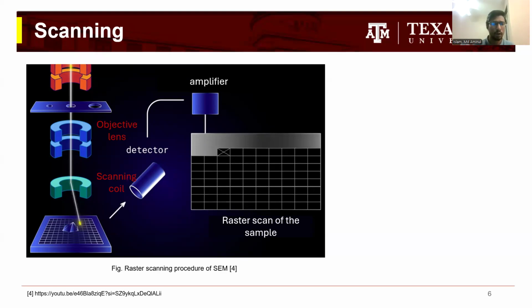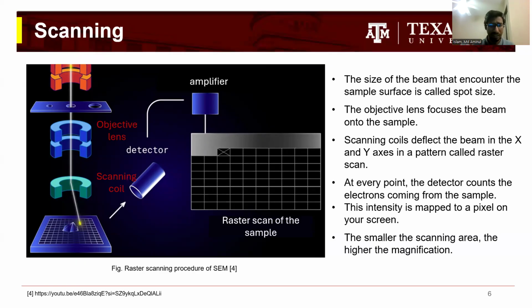The work of the scanning coil is to produce a raster pattern on the sample. The scanning coil deflects the beam in the X and Y axes following the raster pattern. At every point, the detector counts the electrons coming from the sample, and the intensity of the signal is then mapped to a screen.